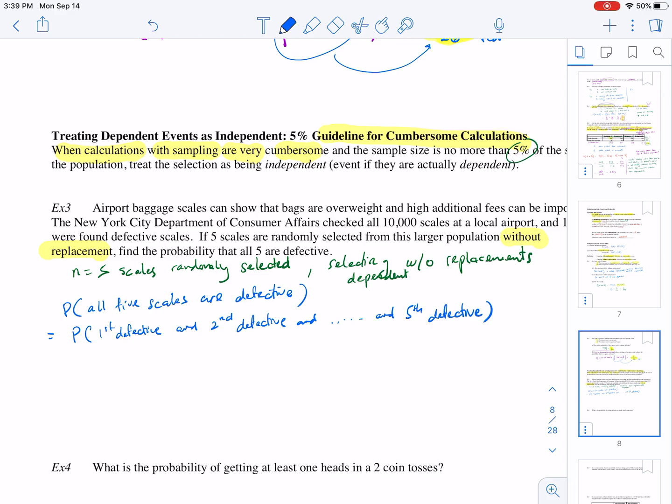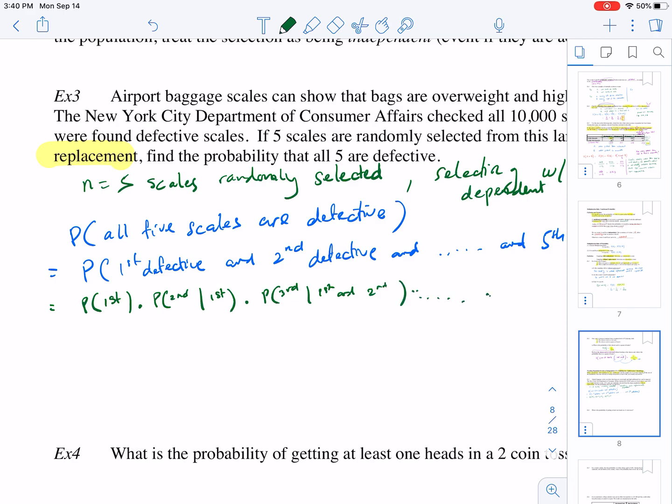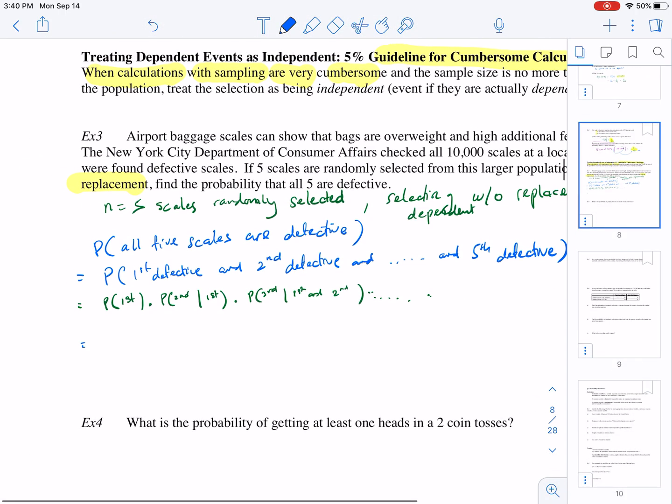If we were to apply the general multiplication rule, because the selections are dependent, it would be P of the first one, times P of the second one given the first one is defective, times the probability of the third one given the first and the second one are defective. So it's a lot of work here, right? To sum this up, this is what it looks like.